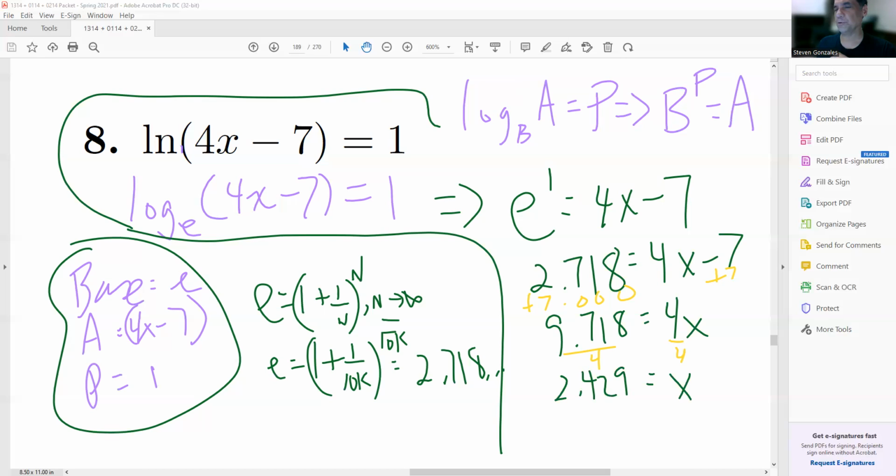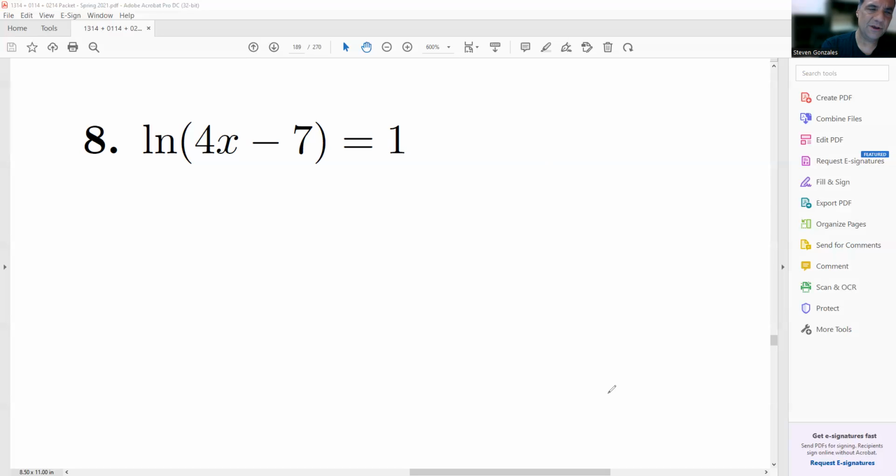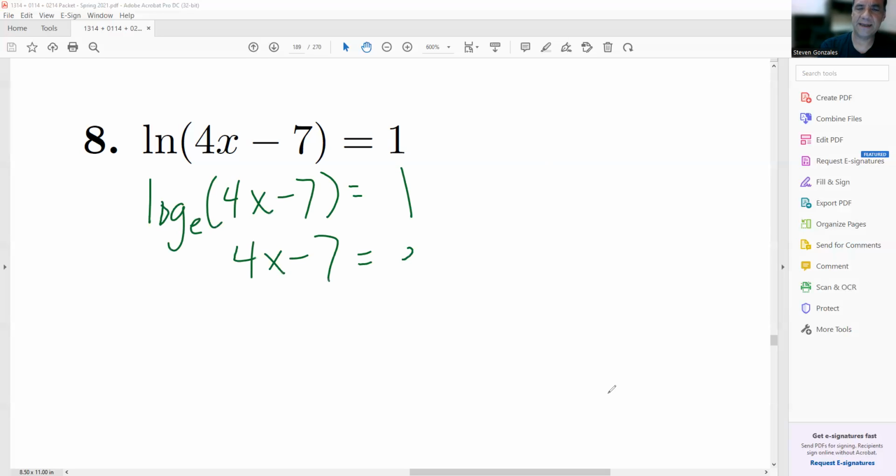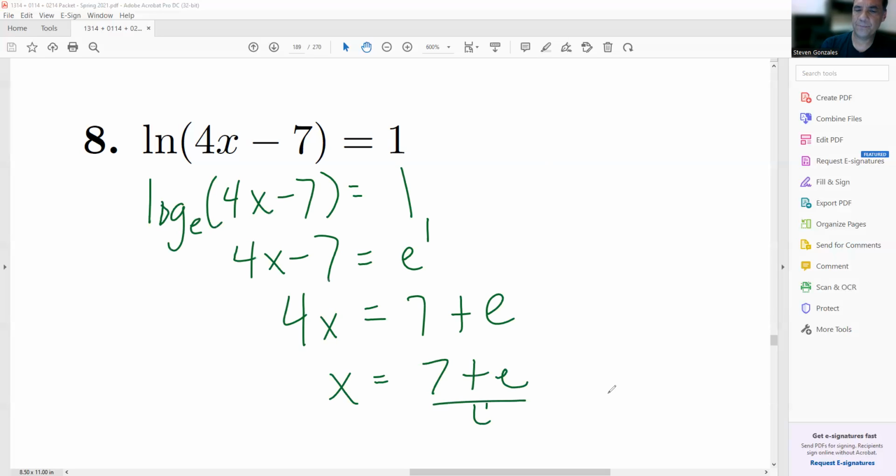Now I'm going to clear everything. I'll give you about 20 seconds to write this down because I could answer too fast. You could also have written it as log base e, making sure you note that 4x minus 7 equals e to the 1, or just e. And then you could write it in terms of e, which would be 7 plus e, and x equals 7 plus e over 4. So that's also an acceptable way to write your answer.